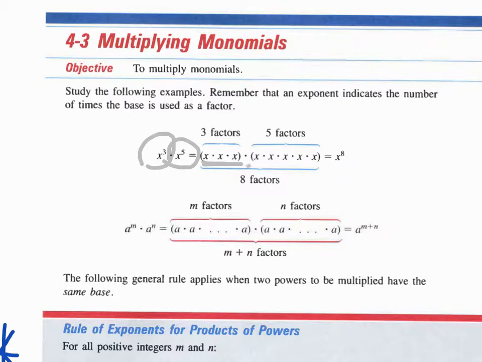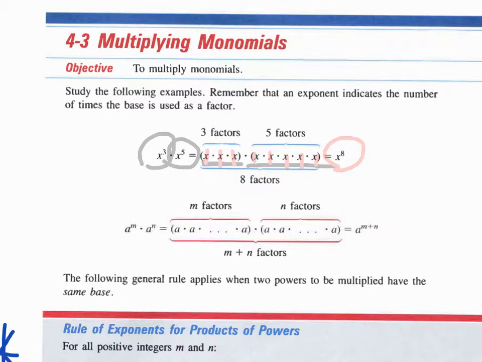Now, notice if you were to go back and count how many x's you see, notice you have 1, 2, 3, 4, 5, 6, 7, 8. So x to the 8th power, and there's 8 factors. So what this is leading to is showing us the rule for exponents of product of powers is when you multiply two numbers that have the same base, you are going to add their exponents.